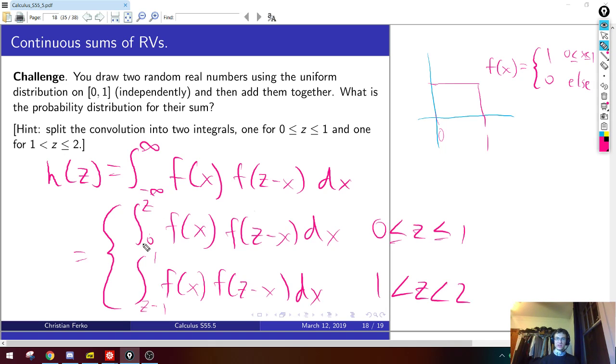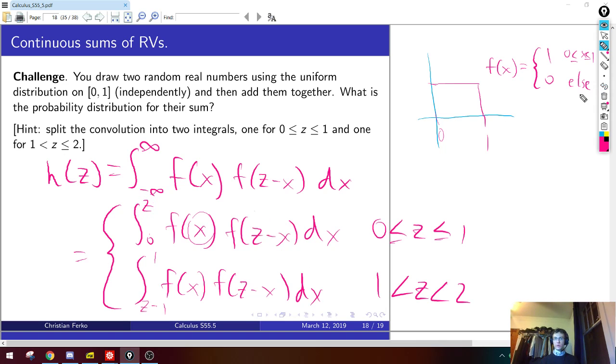If z is between 0 and 1, then the only way that the product of both of these can be non-zero is if x is between 0 and 1, and also z minus x is between 0 and 1. Right, because x can only run up to z, because if x got bigger than z, this second guy would go negative, so that would give us 0 probability.